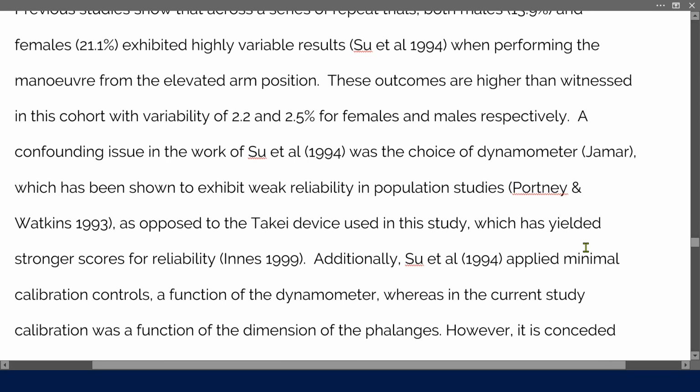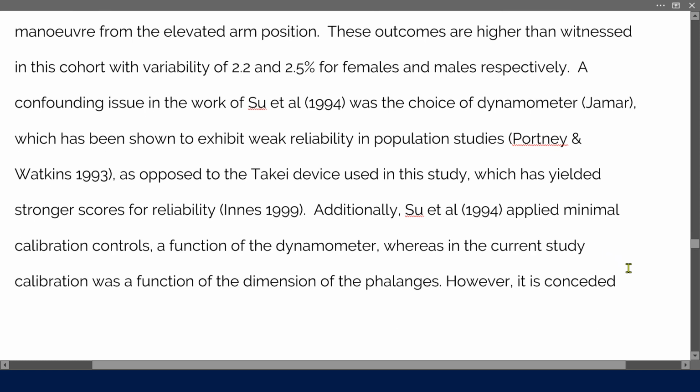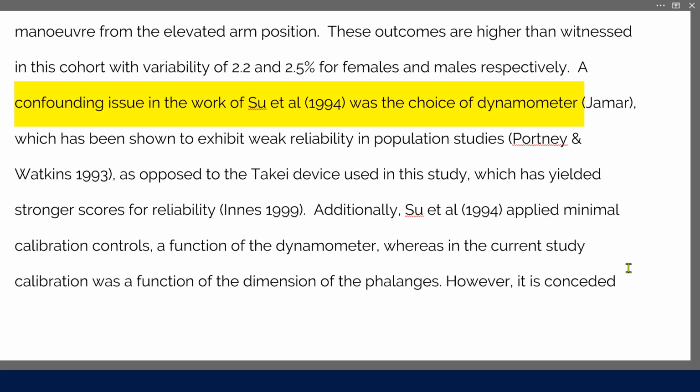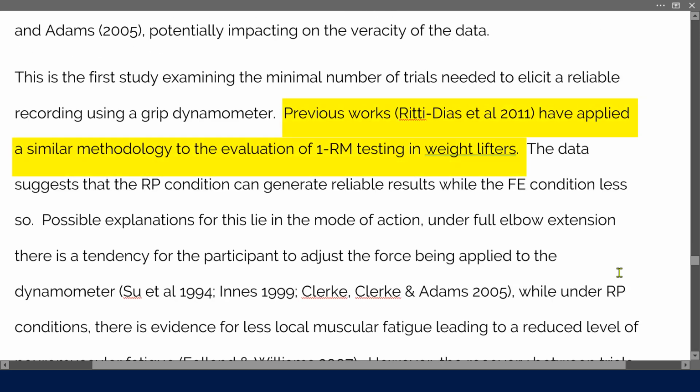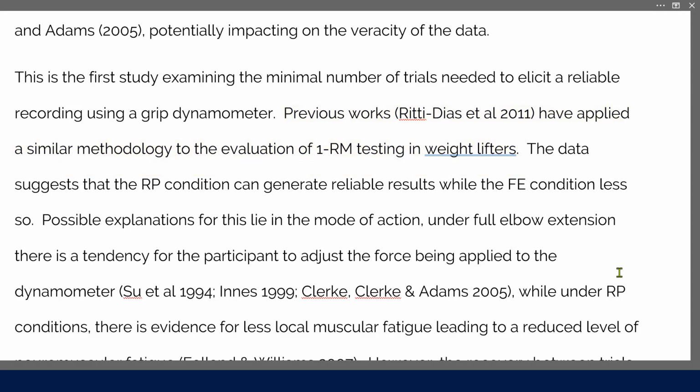So we're in the discussion, and there are many examples that we can see in this discussion here, some which we've seen in other videos. But for example, here, a confounding issue in the work of Sue was the choice of dynamometer. So it's just giving a confounding issue. It's saying here, Sue applied minimal calibration control. Previous works, Riti Diaz, have applied a similar methodology. So you see the taxonomy, the language is also allowing us to explain that there are similar and dissimilar results.